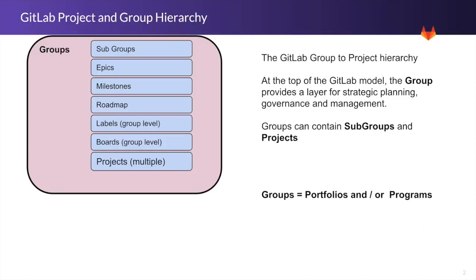at this group level, we have the ability to have access to epics and milestones, which is a time box in GitLab terminology. So you could build out sprints, you could build out releases using the milestones feature. There's a roadmap, which can show you a compilation of all the epics and the timelines associated with them. And then you have the ability to create labels, boards, and projects that fall underneath those groups or subgroups.